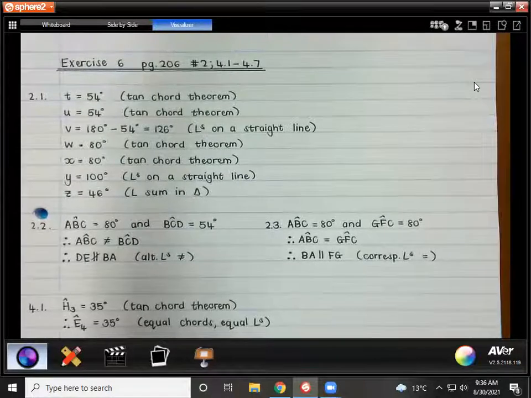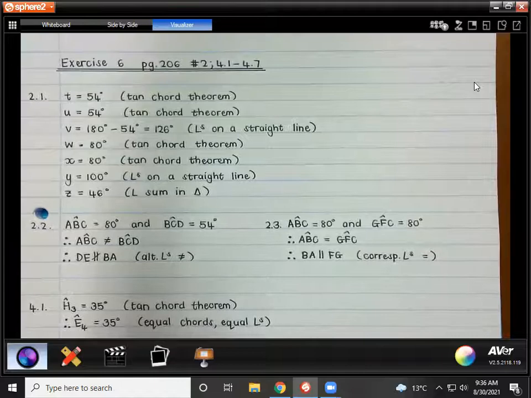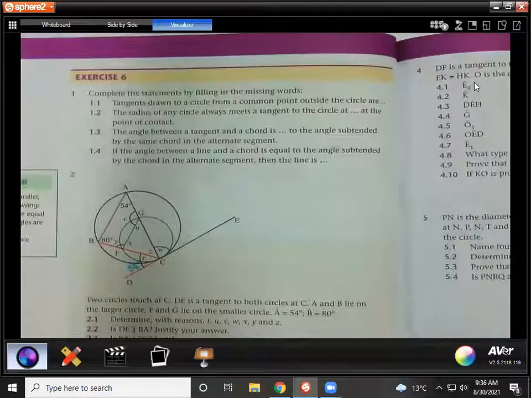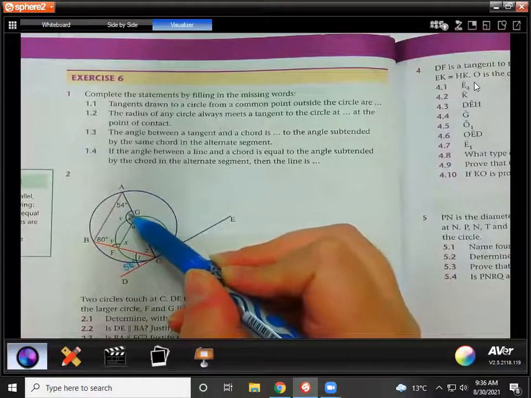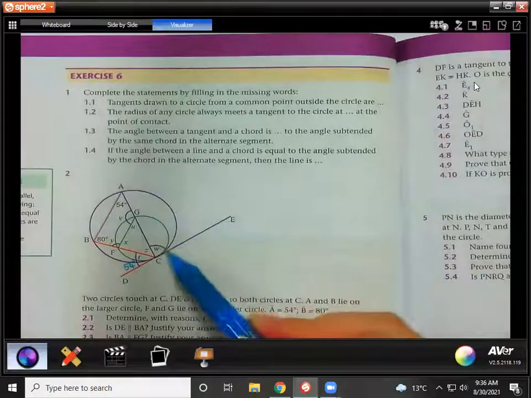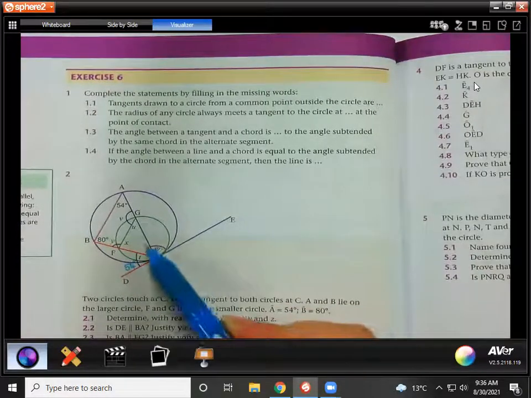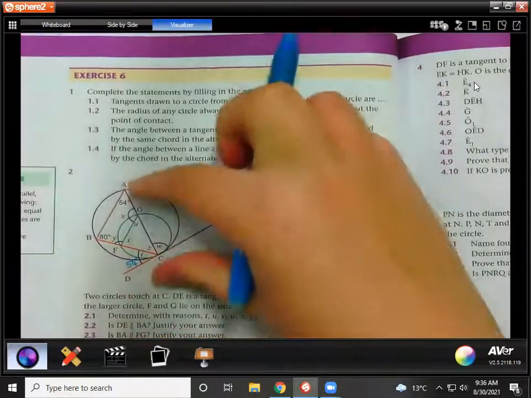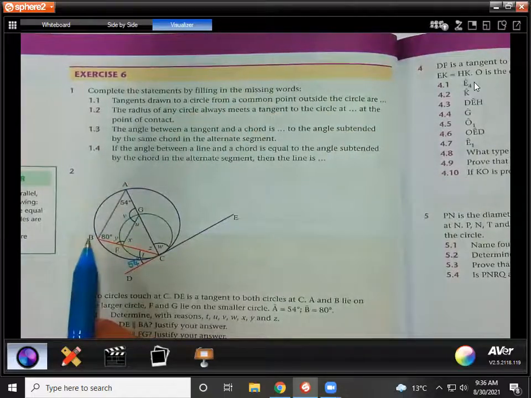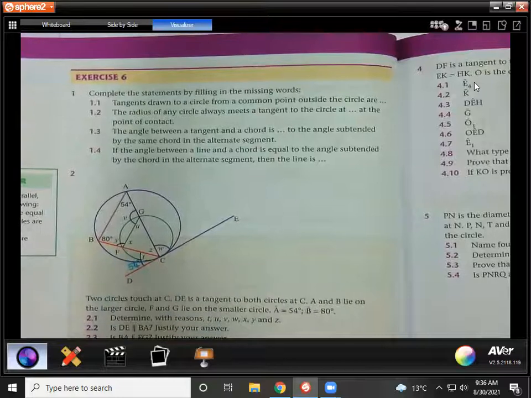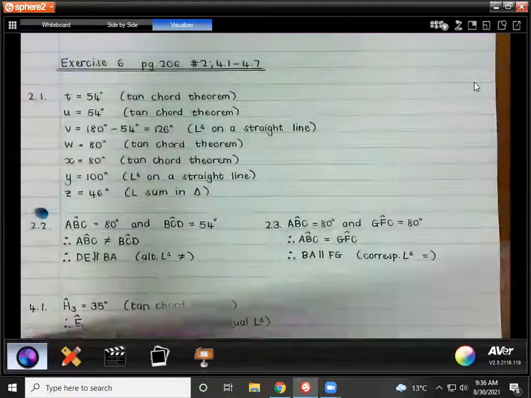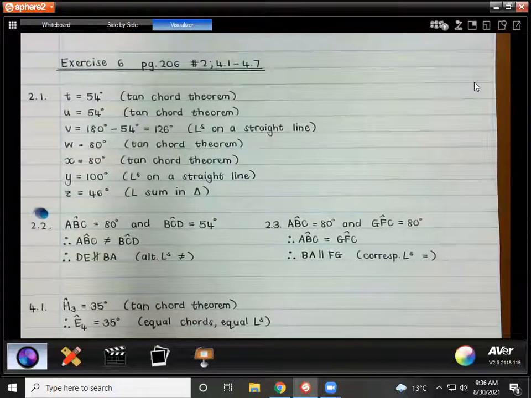Then for V, I used angles on a straight line because it was over there. So U is 54, so V is then 126. For W, it was the same thing, right? Where you have the angle between the tangent and this chord, so that is equal to 80 degrees. And then if that is 80, then this one is also going to be 80 again because of tan chord. So you could do it kind of on both sides there.